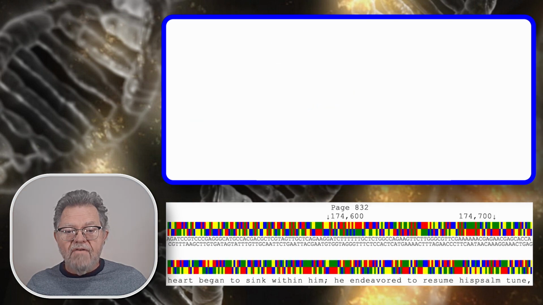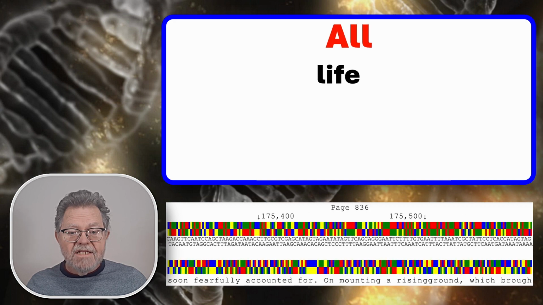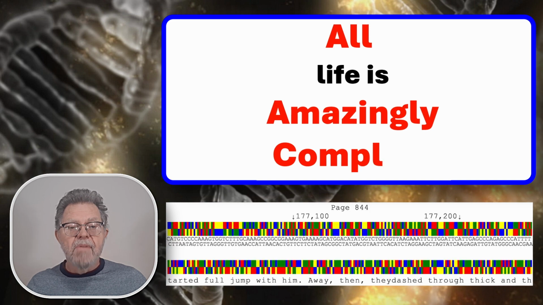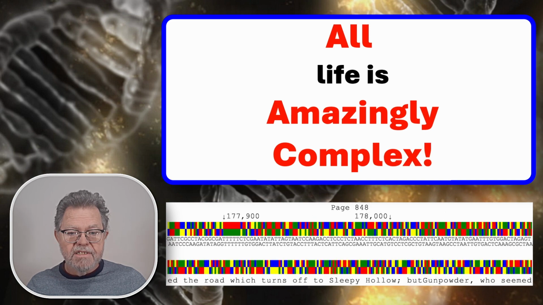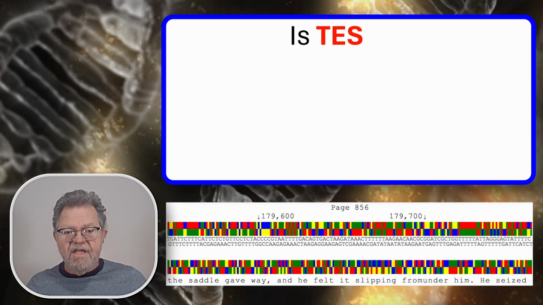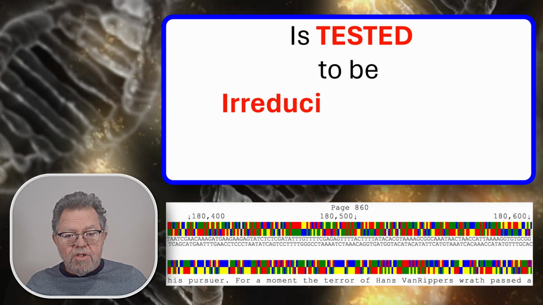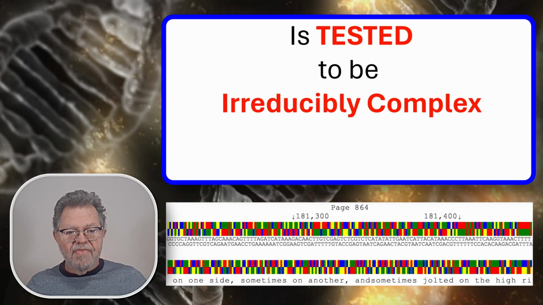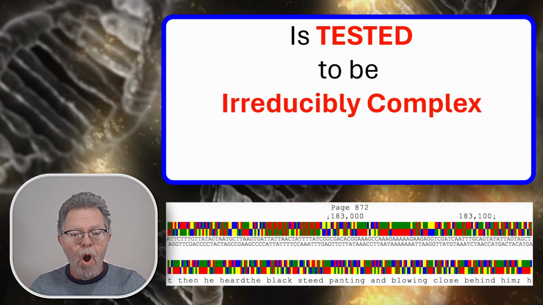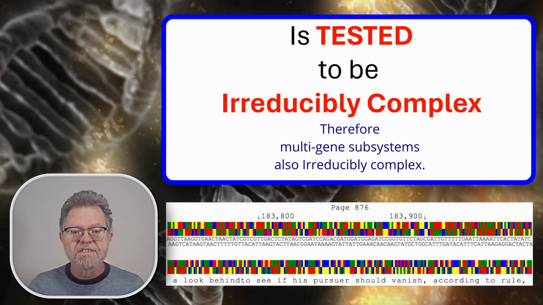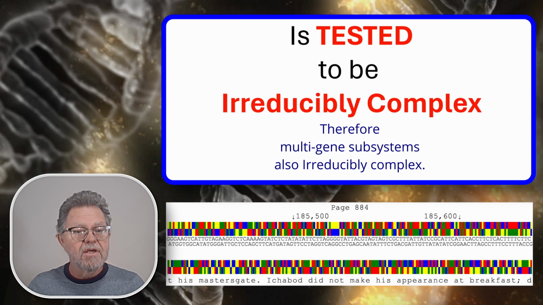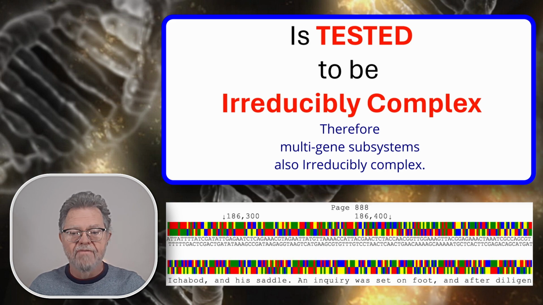So all life that we know, whether in nature or generated by man, is just amazingly complex. This has been scientifically tested to be irreducibly complex at the gene level. Therefore, most, if not all, of the multi-gene subsystems in this organism are also irreducibly complex at the gene level.